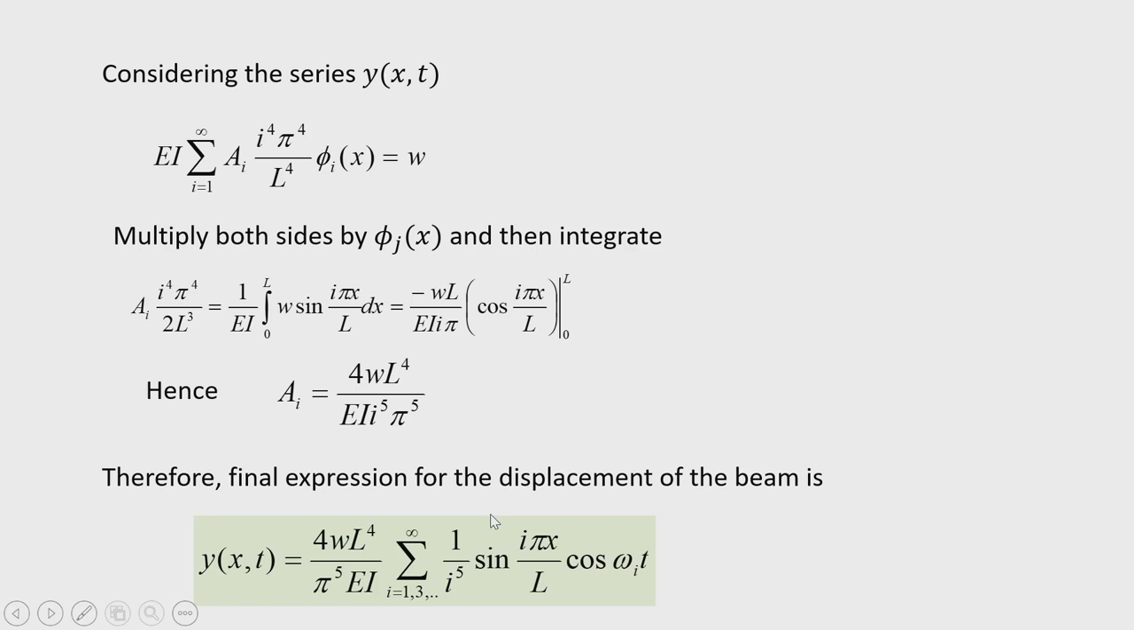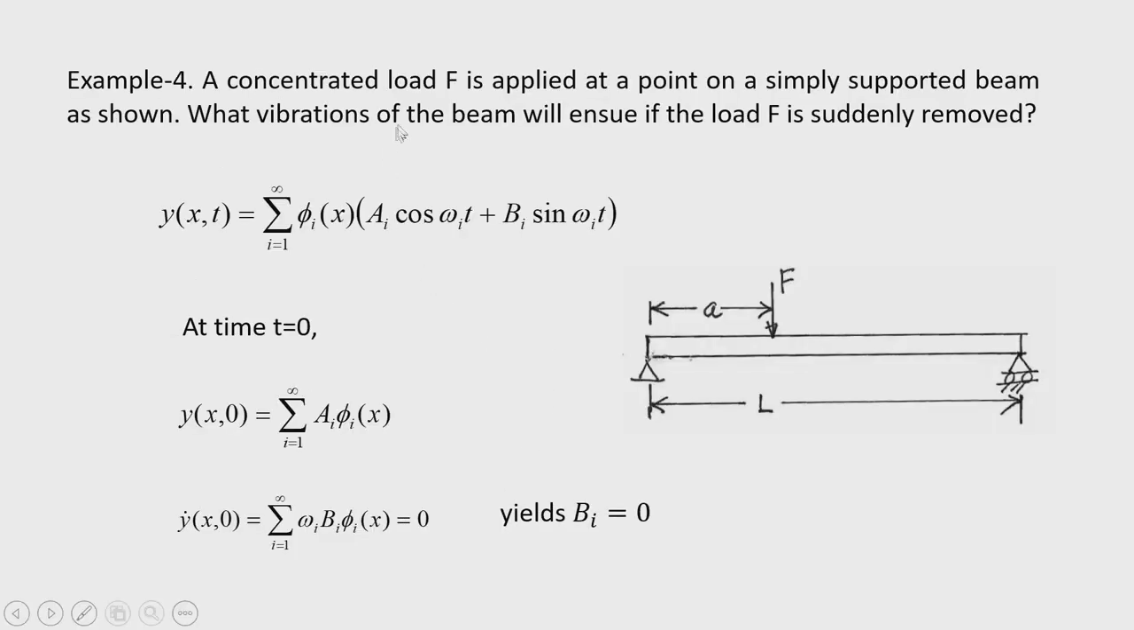Now let us illustrate the same problem, but instead of the uniformly distributed load, let us take a beam where a concentrated load F is acting at a certain location, at a distance A from the left hand end. Now at time equal to 0, what will be the initial condition? The same type of problem that we illustrated in example 3 is here, but here the concentrated load is suddenly removed and the beam is set to vibrate.